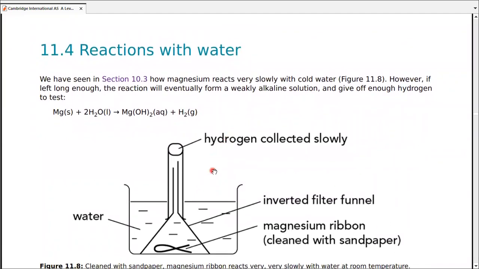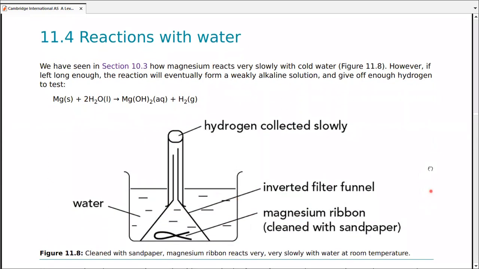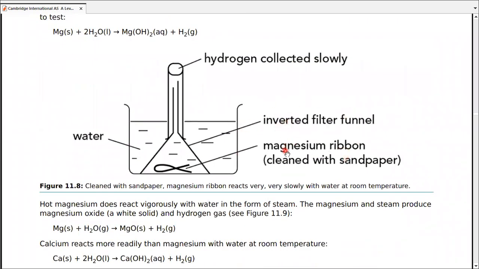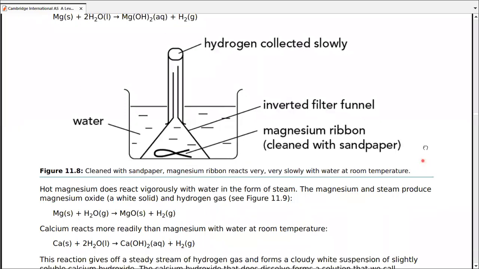So, reaction with water. Now we have seen enough in section 10.3 how magnesium reacts very slowly with cold water. However, if left long enough, the reaction will eventually form a weak alkaline solution, magnesium hydroxide, giving off enough hydrogen to test. So we can actually collect it after a longer duration of time to test it. And of course, I hope you remember the test for hydrogen and the pop sound.